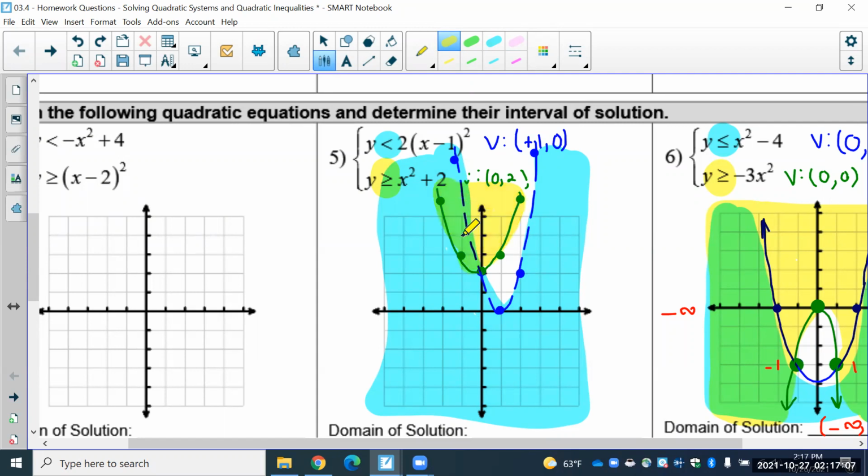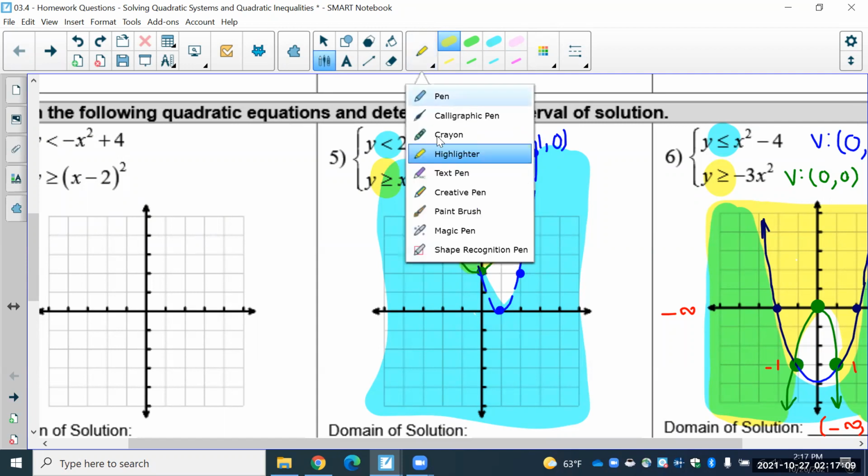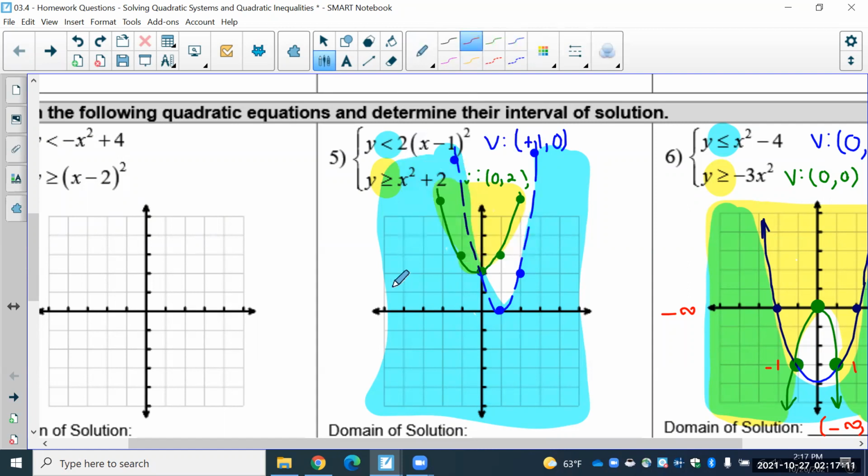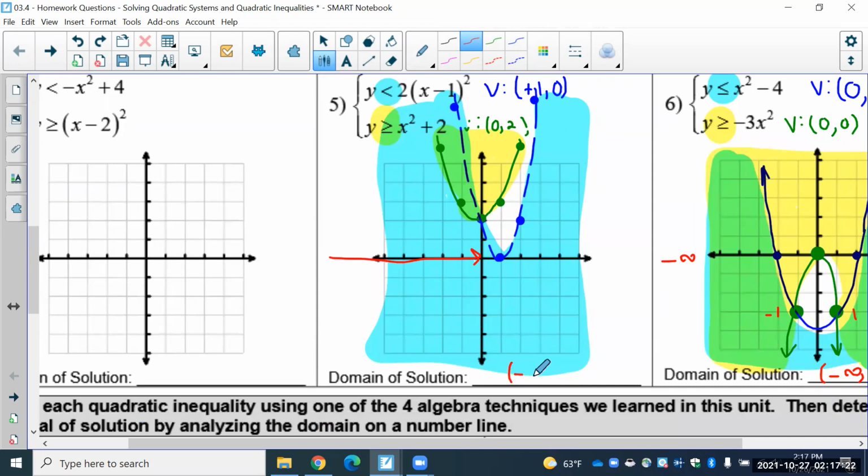It's this green thing. So if I do the domain, remember, we're talking about the domain. It goes this way, and it stops right there. I know that this goes on in infinity, but it's never going to the right, it's always going to the left. I had a student remind me of that, and I appreciate that reminder.